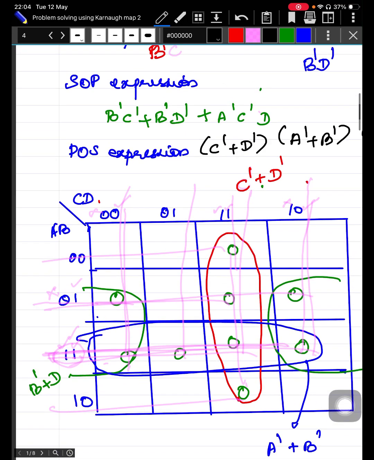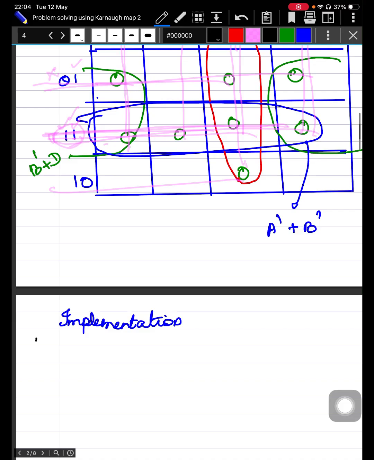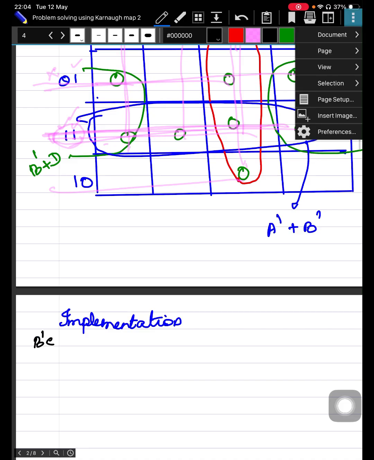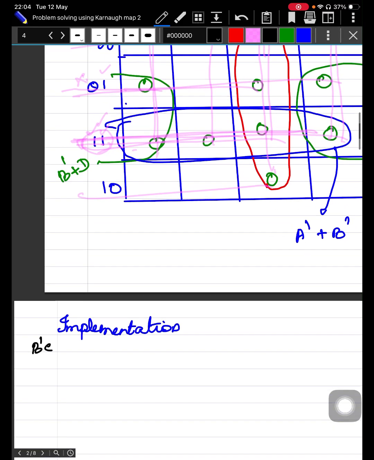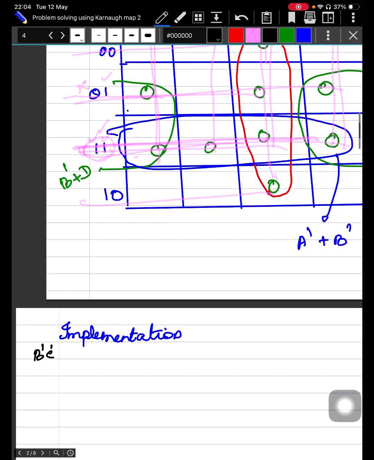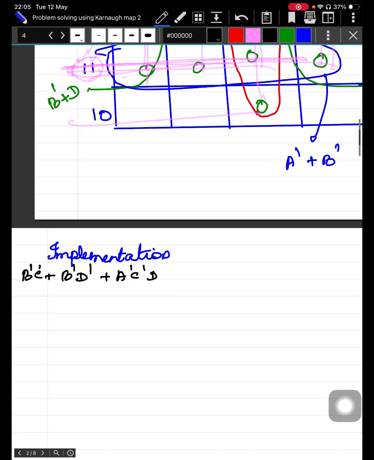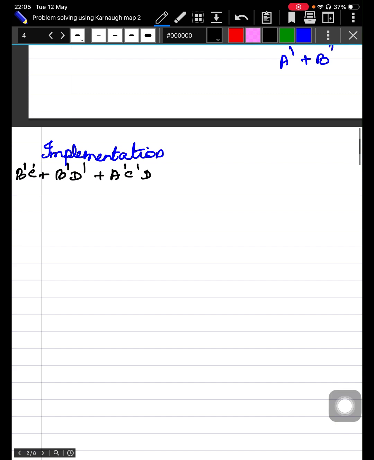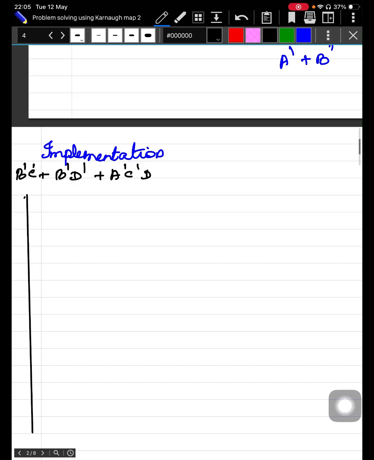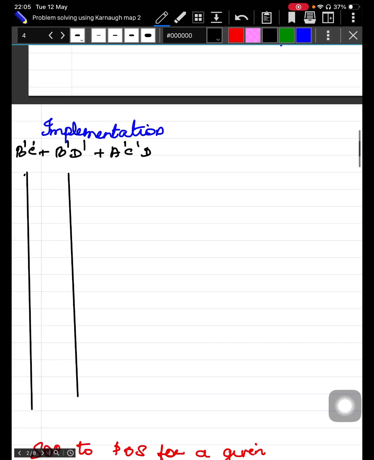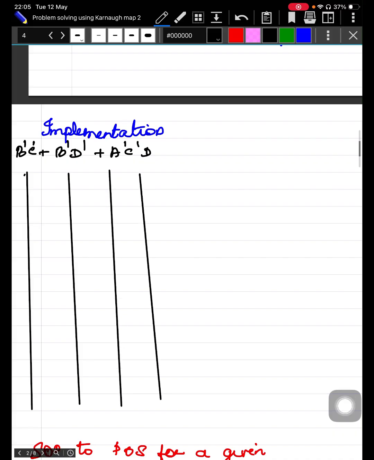So what is my SOP expression? I'll rewrite it here. B dash C dash plus B dash D dash plus A dash C dash D, right? I'll expand my page a little. So as we did in the previous case, I'll take the signal lines, right? One line for A, one line for B, one line for C, and one line for D, right?